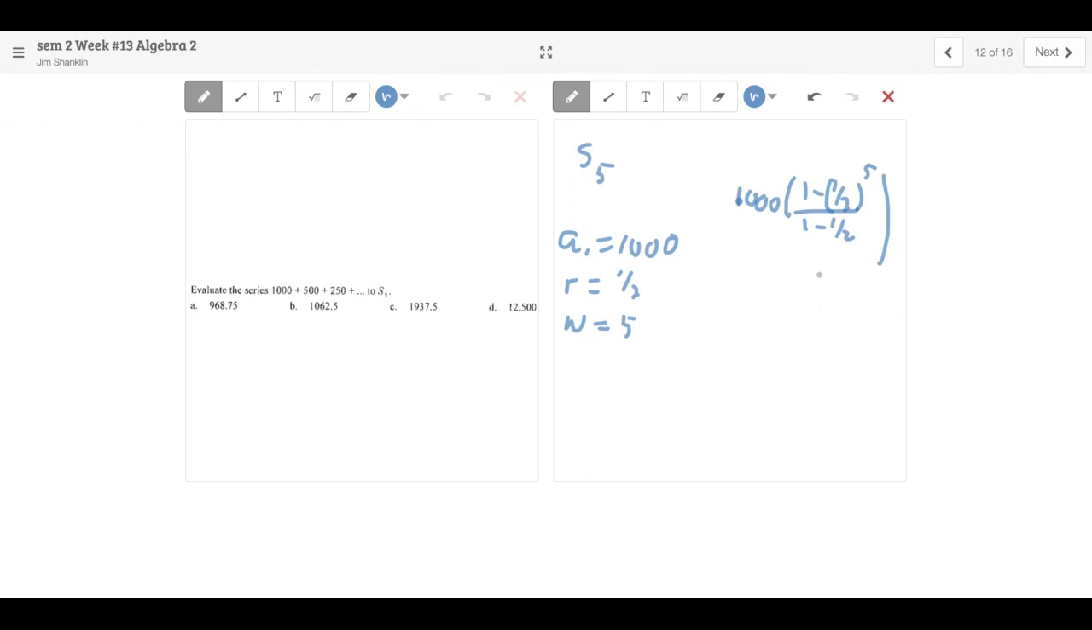Okay, so if I did this problem, I'd have 1,000. And then on the bottom, I'm going to have 0.5, right? Now this, I'm going to just work out on my calculator. I've got 1 minus 1/2 raised to the 5th power. So I end up with, it was a decimal, 0.96875 divided by 0.5 times 1,000. And I come up with 1,937.5. Again, you could have put this into an equation and put it into Desmos. It would also work. Yeah.